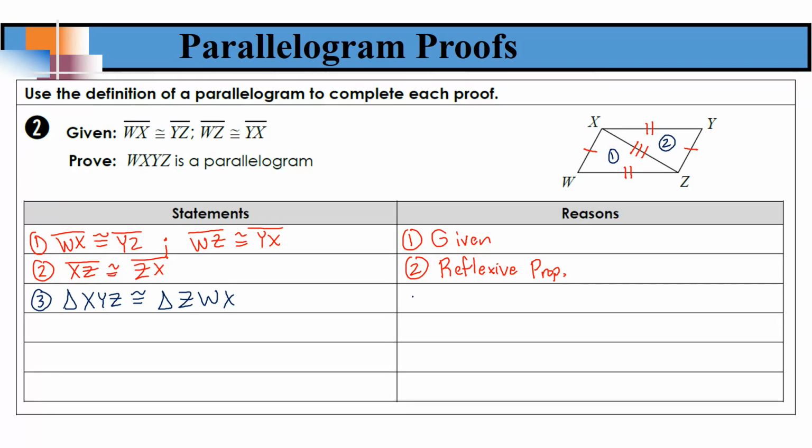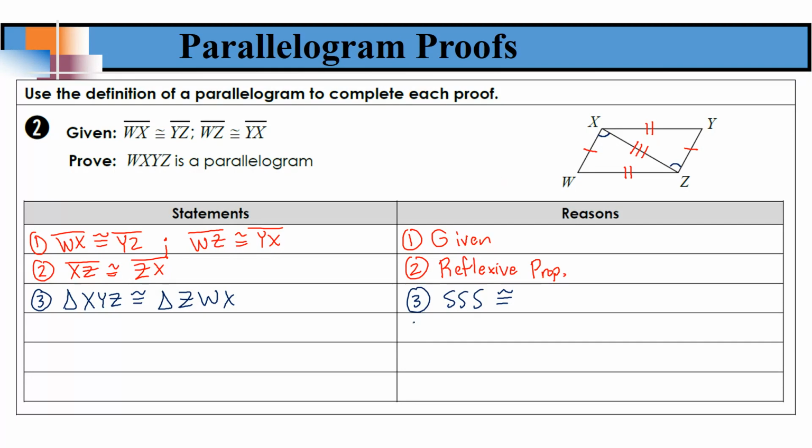ZWX. And the reason that these are congruent is because of the side-side-side congruency postulate. Knowing that will allow us to establish that there are pairs of congruent angles. So let's take a look. I think we know that this angle here is alternate interior with this angle here. And now I know that those are congruent. Remember, corresponding parts of congruent triangles are congruent.